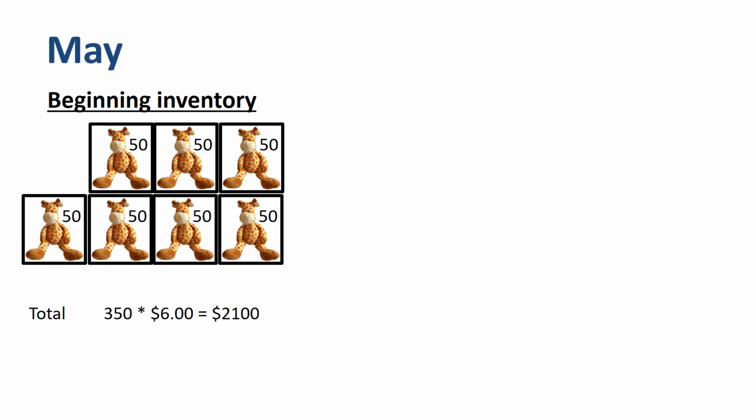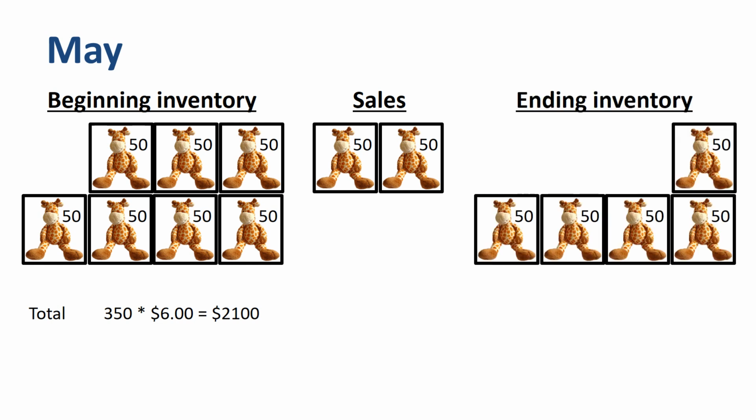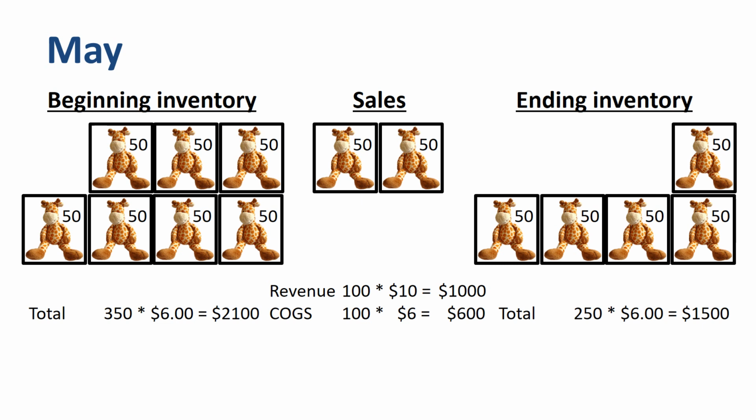2 boxes of Toy Giraffes are sold in May. The ending inventory is 5 boxes of 50 units each, 250 units in total. Using standard cost, the ending inventory value is 250 units times $6 is $1,500. If we prepare the income statement for May, revenue is 100 units times $10 is $1,000. Cost of goods sold, or COGS, is 100 units times $6 is $600, and gross profit is 100 units times $4 is $400.